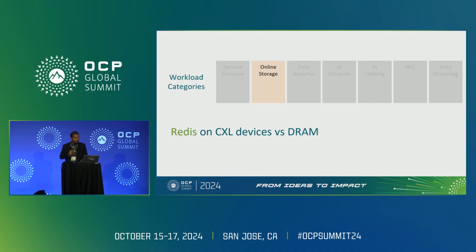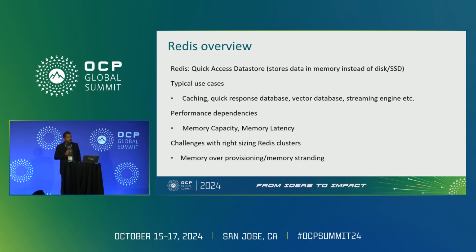Okay, so first of all, Redis on CXL devices. As an overview, what is Redis? A lot of us know it's a quick access database where data is stored in memory instead of your traditional SSDs or disks. Because the data is stored in memory, the performance depends on the memory capacity and memory latency. And what are the typical use cases of a Redis database? When you need quick response data access, data caching, vector database, etc.